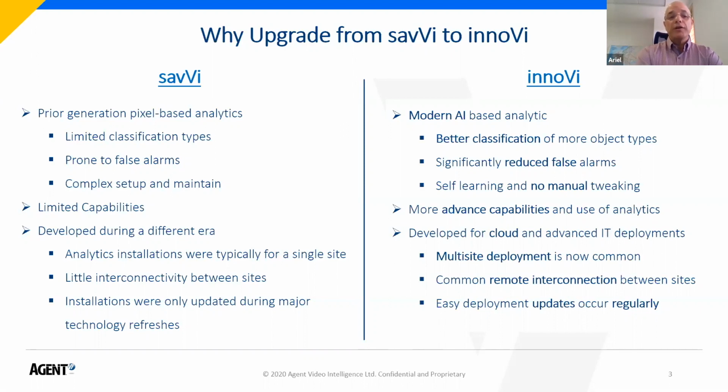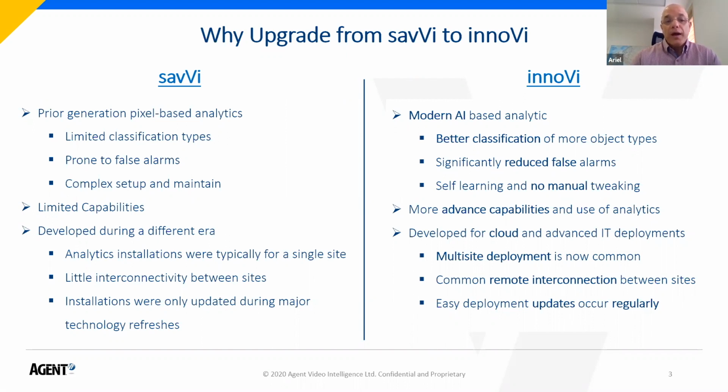There was very little interconnectivity between sites. So even though we did have in SAVI a few customers that were trying to federate and centralize multiple sites, it was limited. It required high bandwidth, it required very stable network communication, and it was not an easy task, but there were also not a lot of requirements.